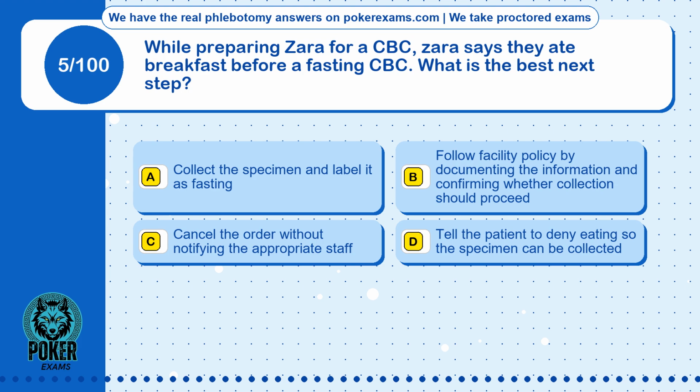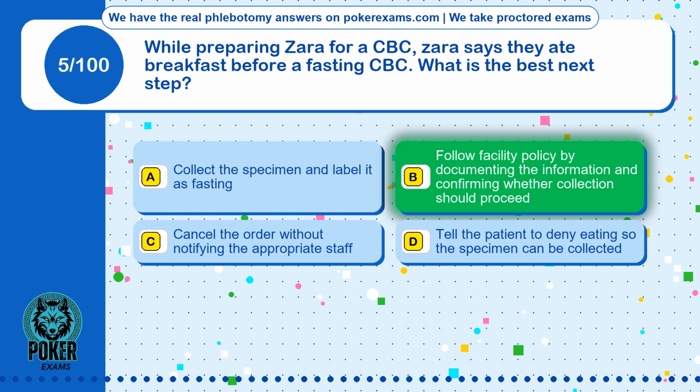Option C. Cancel the order without notifying the appropriate staff. Option D. Tell the patient to deny eating so the specimen can be collected. The correct answer is option B. Follow facility policy by documenting the information and confirming whether collection should proceed.